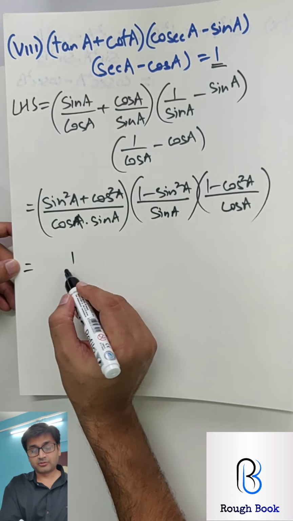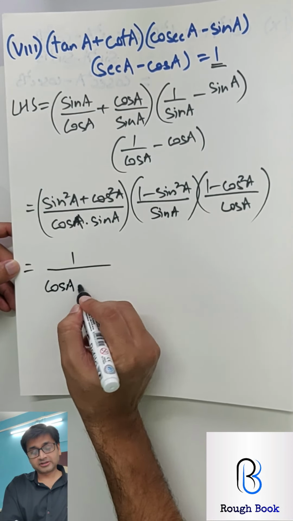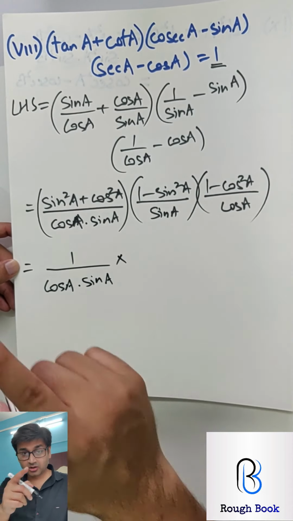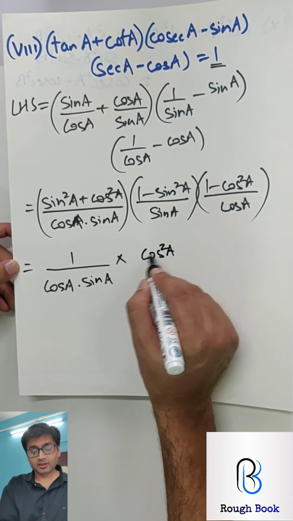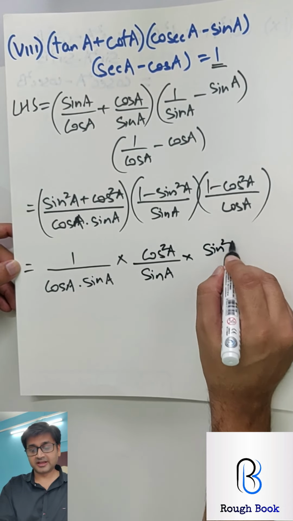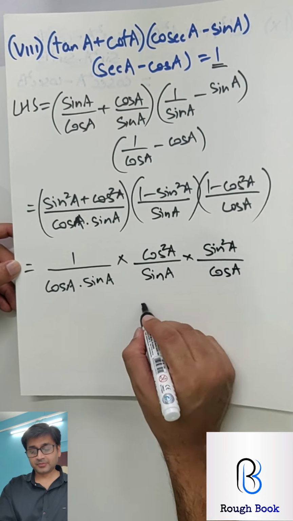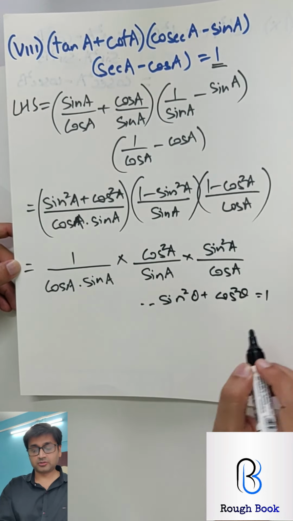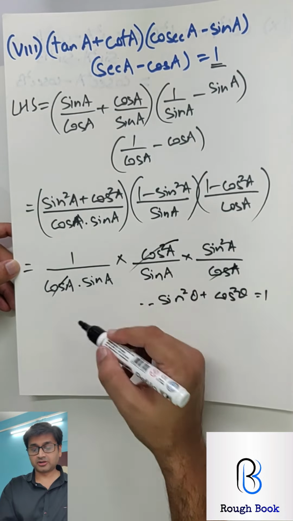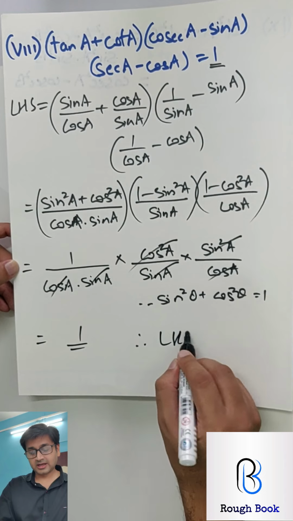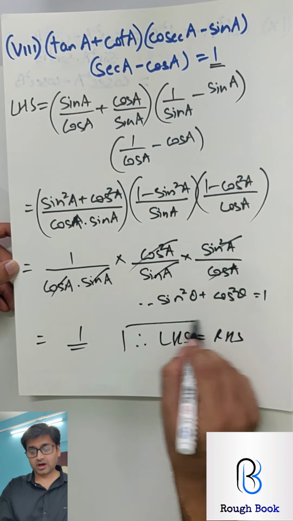Sine square plus cos square will be 1 upon cos A into sine A. 1 minus sine square is cos square, superb, upon sine A. And 1 minus cos square is sine square upon cos A. The reason is sine square theta plus cos square theta equals 1. Cos A, cos A, cos square, sin A, sin A, sin square. Everything cancels, so 1, and therefore LHS is equal to RHS.